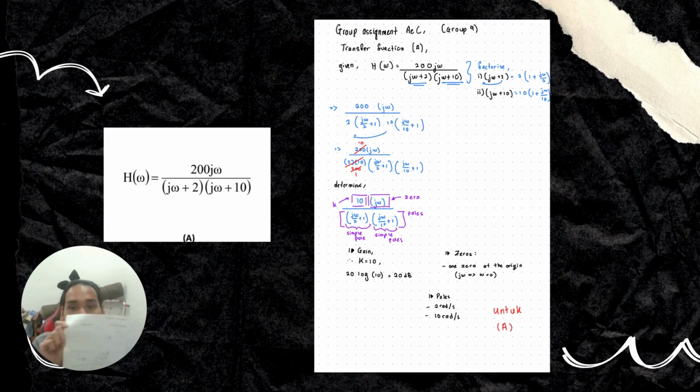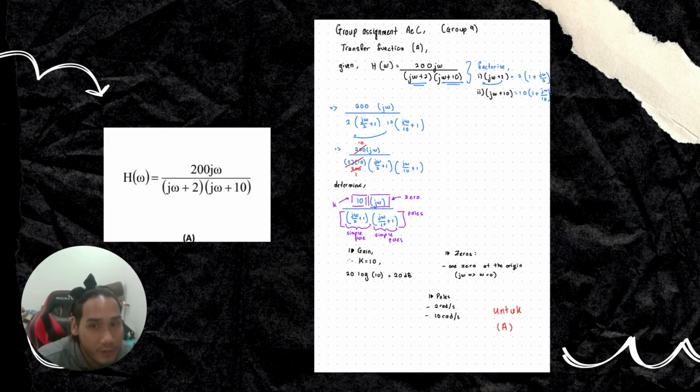So we have this Bode plot summary that was given by our lecturer, Dr. Suraya. So we know that j omega we will determine as a zero. And also for the denominator, we have j over z, or we call it j over number plus 1, we call it a simple pole.